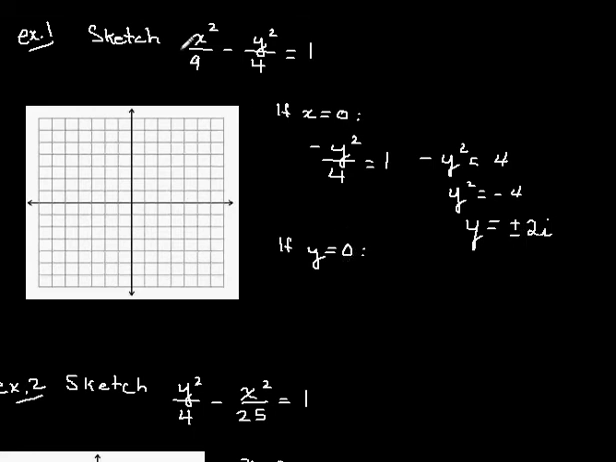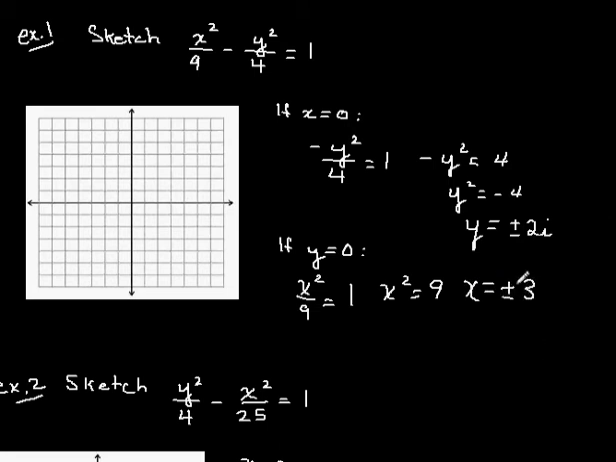Let's set y equal to 0 now. If we set y equal to 0, this term is wiped out. So we get x squared over 9 equals 1. We get x squared equals 9, I meant to say 9 over here. So we get x equals plus or minus 3.